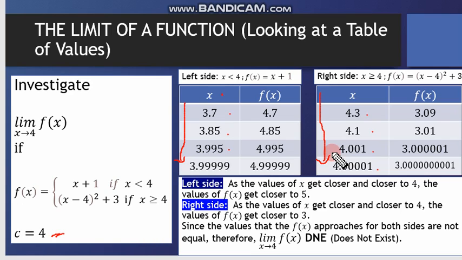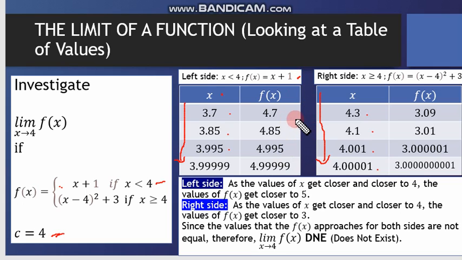Okay, next is to get the value of f of x. Notice that there is a condition here in our f of x. If x is less than 4, we will use the first equation. Take note that here in the left side table, all values of x are less than the value of 4. Therefore, we will use the first equation for all values of x or f of x here in the left side table. So we will use x plus 1.